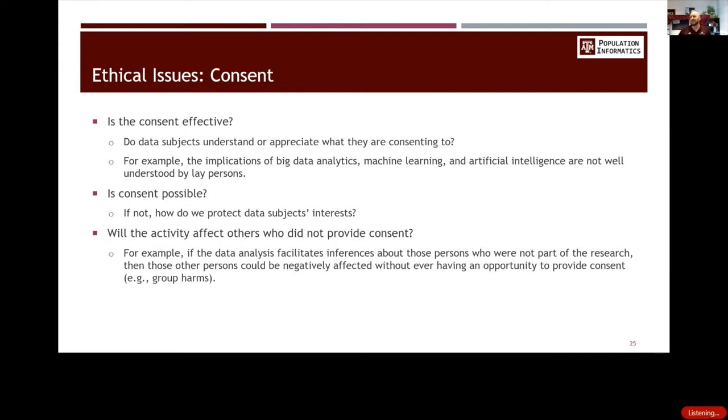Then there's the issue about whether consent's possible. If you're getting a secondary data set full of tens of thousands or perhaps millions of individuals, do you have the financial resources to seek consent? Do you have contact information to seek consent? And if not, how do we protect these individuals? How do we give them meaningful protections? And then there's the issue, as I've talked about previously, about will this activity affect those that have not provided consent?